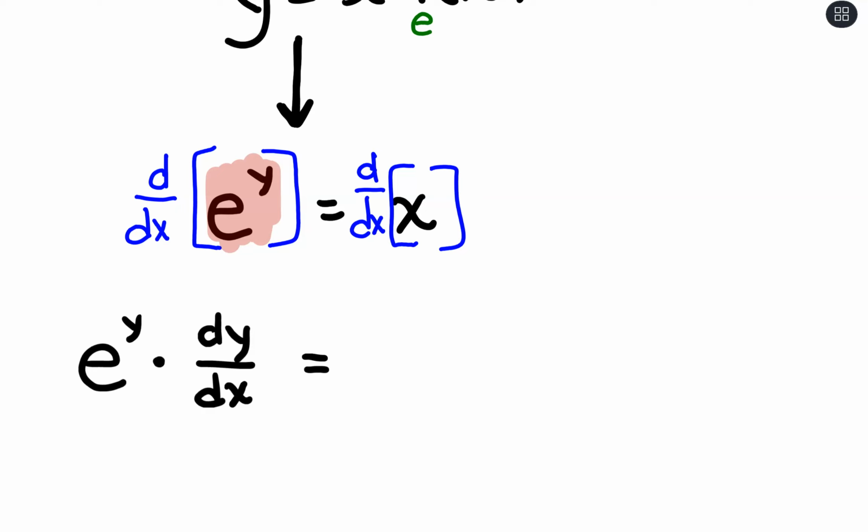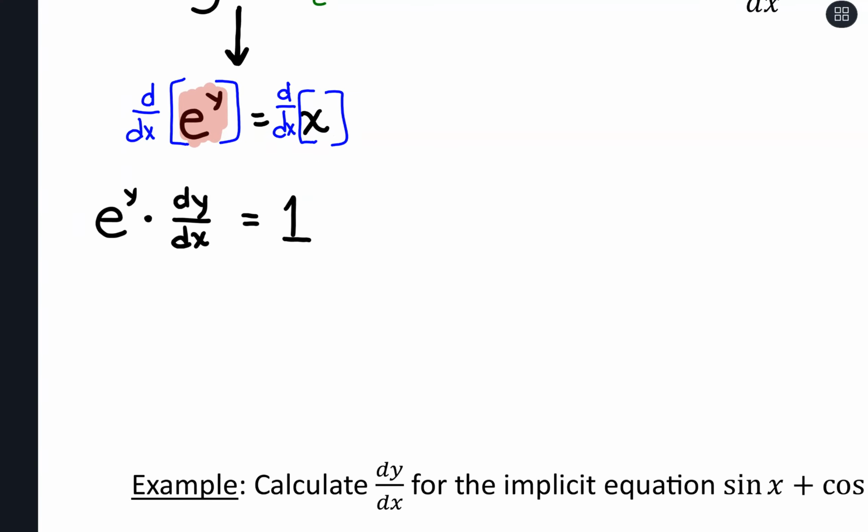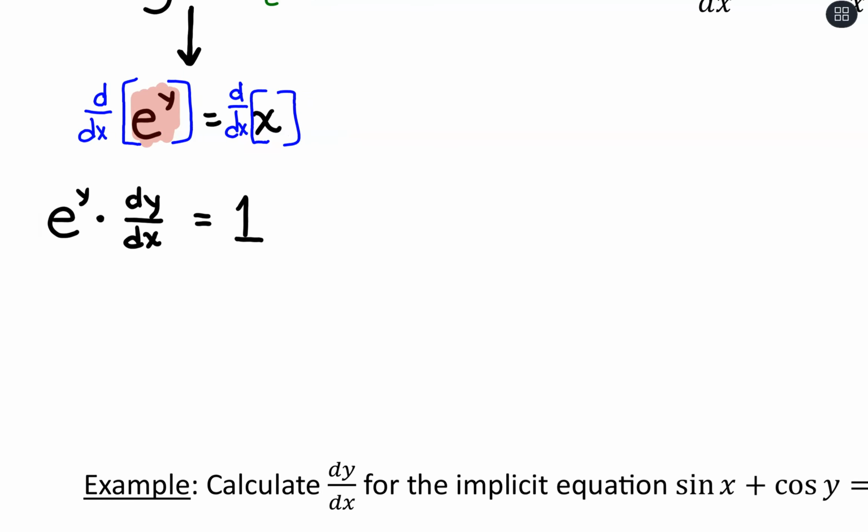On the right-hand side, we're taking the derivative with respect to x of x, and we just follow our rules, which would leave us with a 1. So solving for dy/dx here, we're going to have that dy/dx is equal to 1 over e to the power of y.